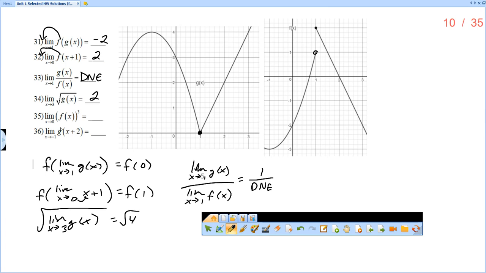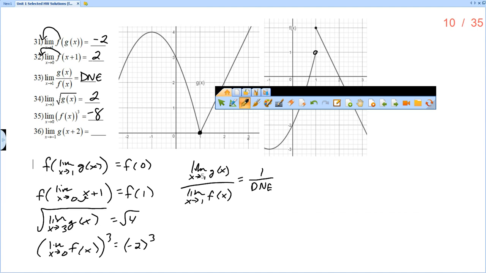All right. Next one, once again, same idea. We're going to bring the cube out. So I have the limit as x approaches 0 of f of x, and then we're going to cube that result. So what is the limit as x approaches 0 of f? Limit as x approaches 0 of f is -2. So I get -2 cubed, of course, then -8.